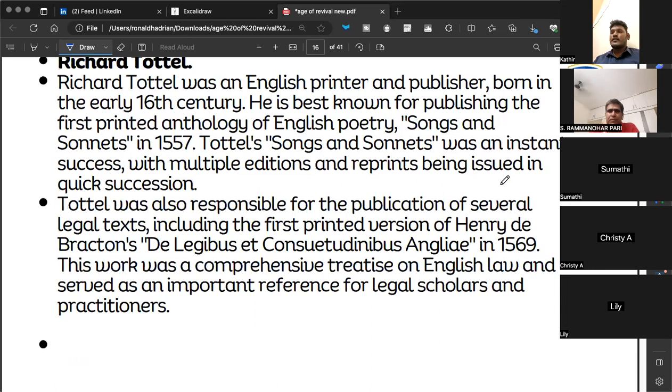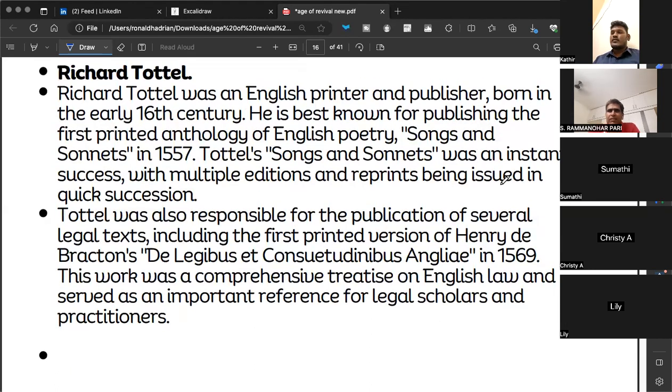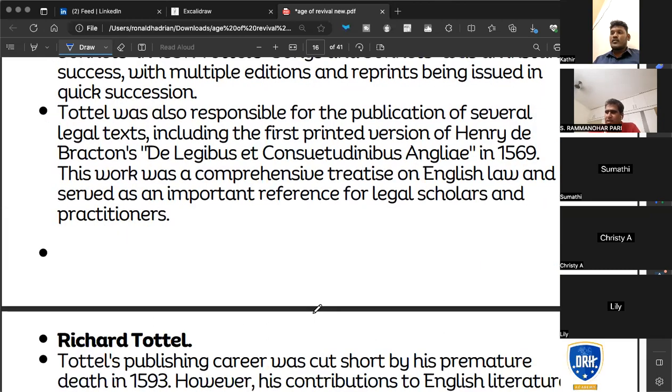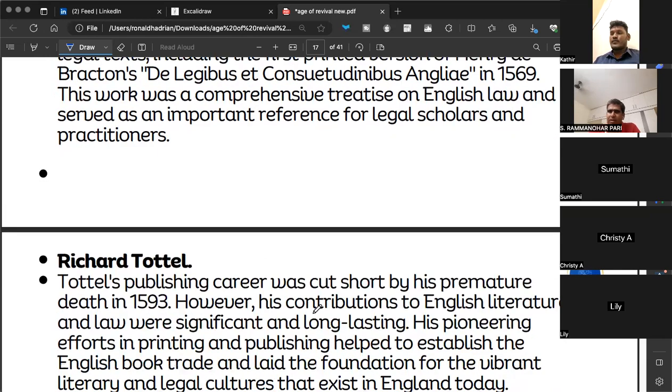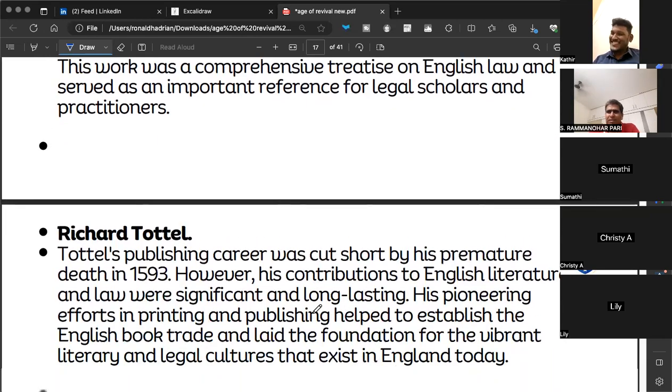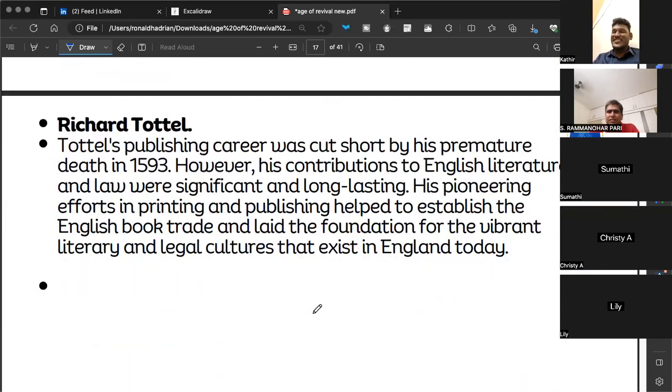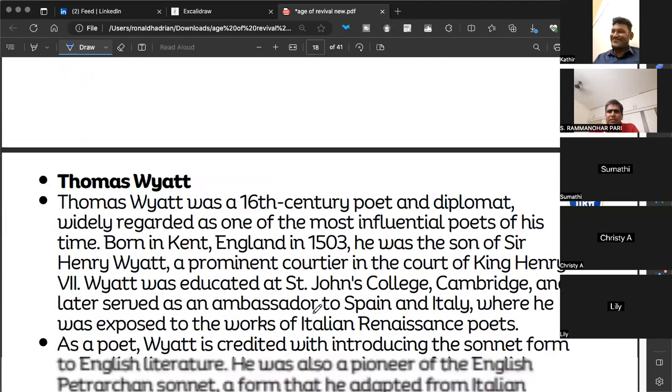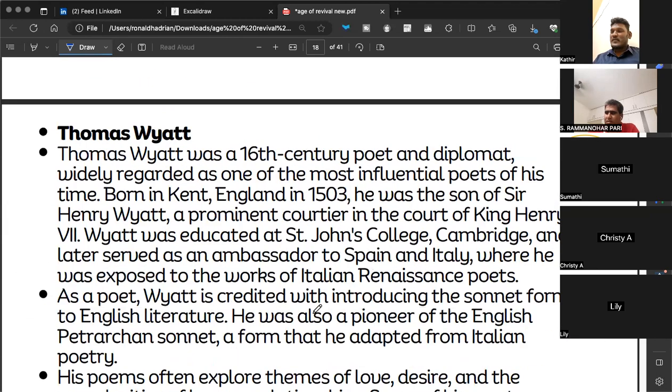Then Richard Tottel. We have seen two works. One was Songs and Sonnets, and the other one was about law. Yes, about law. Okay. Thomas Wyatt and Henry Howard. What are they known for? Sonnets. English sonnets. Very good.